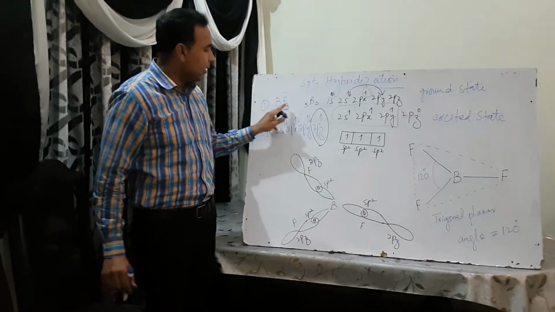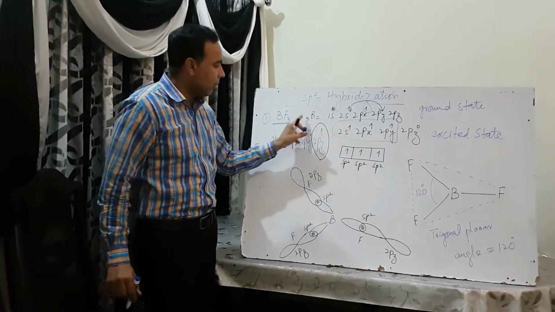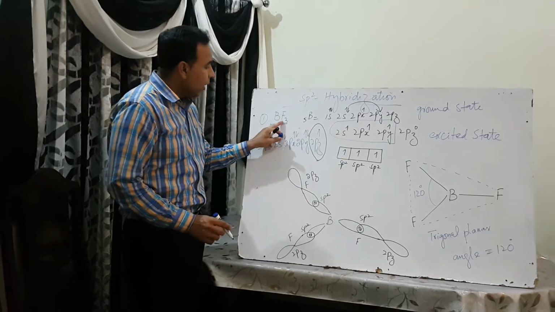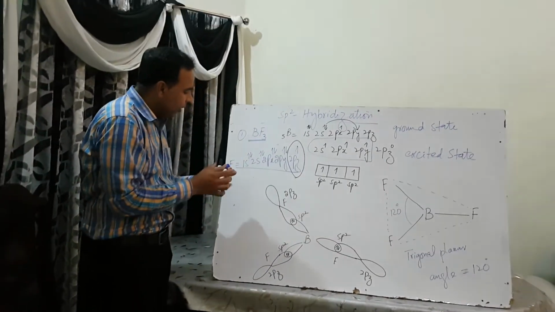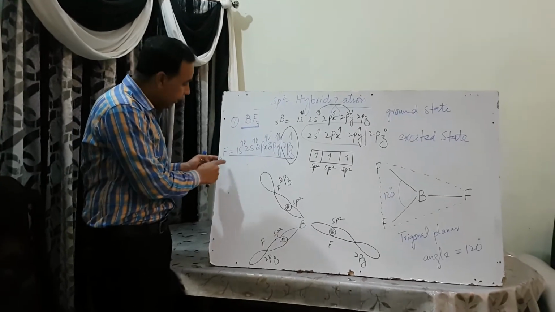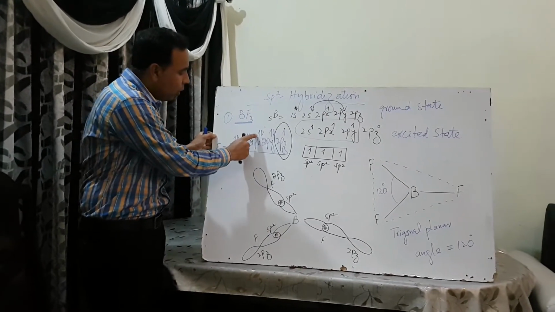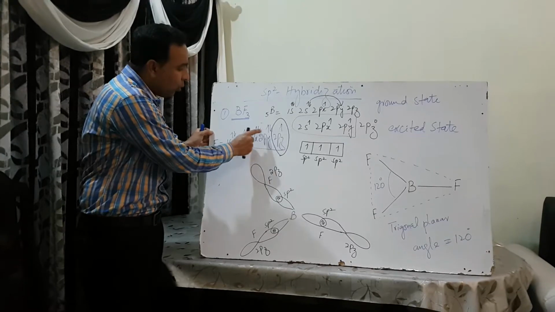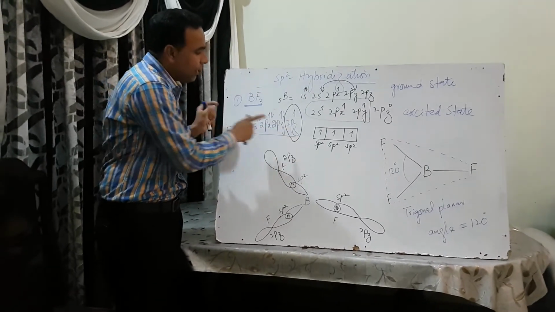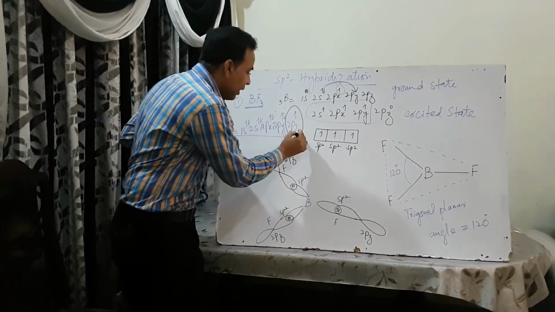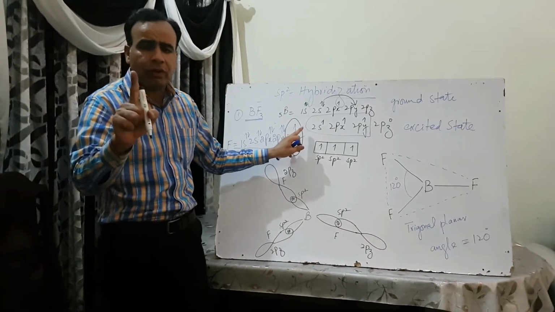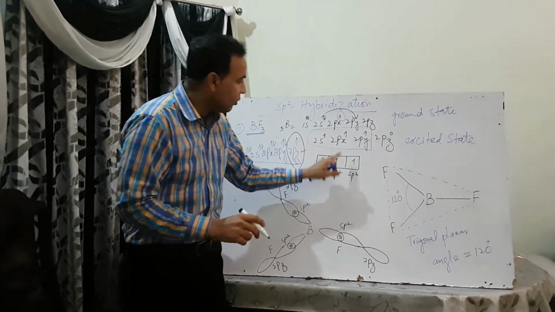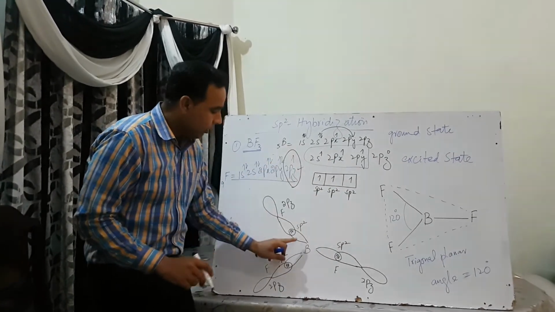And this is the electronic configuration of boron, and the second one is fluorine. This is the electronic configuration of fluorine. Fluorine has atomic number 9: 1s2, 2s2, 2px2, 2py2 and 2pz1. In the 2pz orbital of fluorine there is only one electron. It will hybridize with the boron atom.